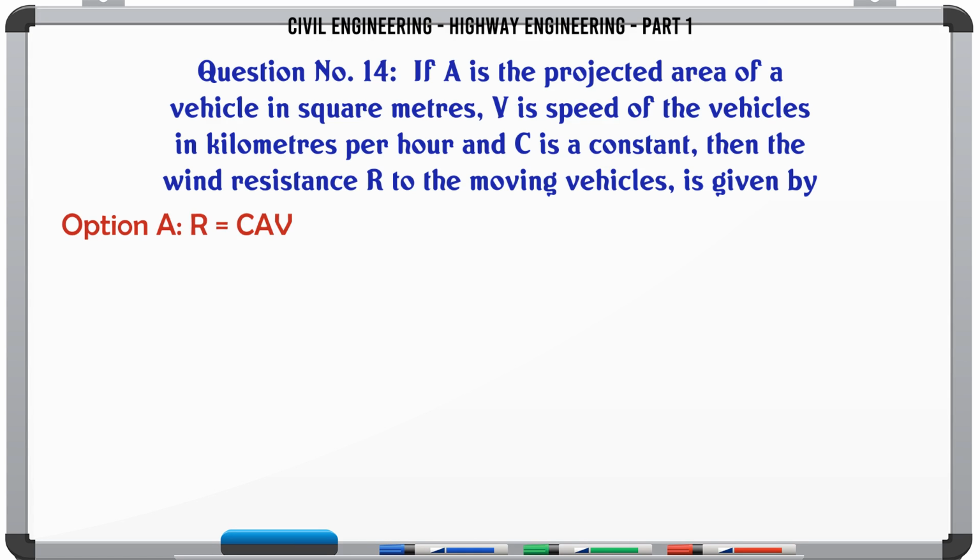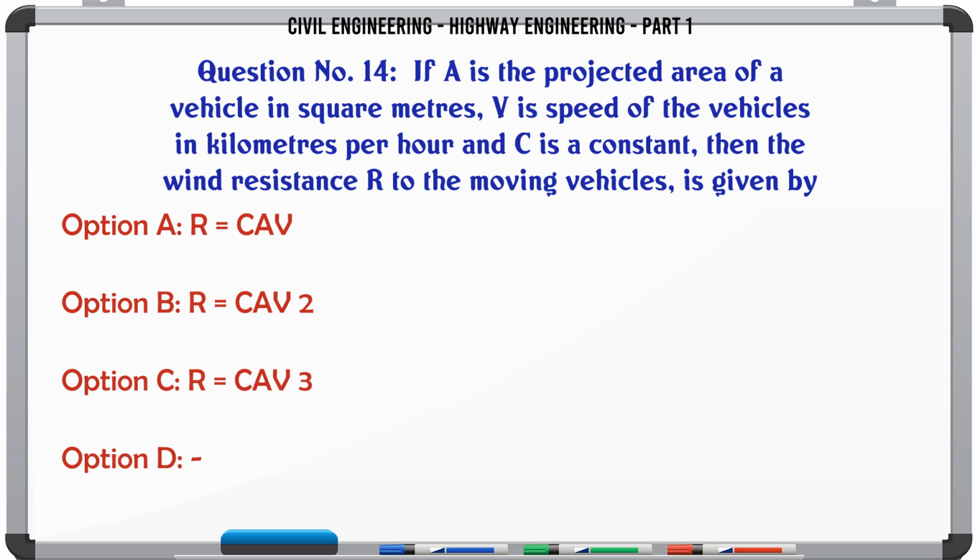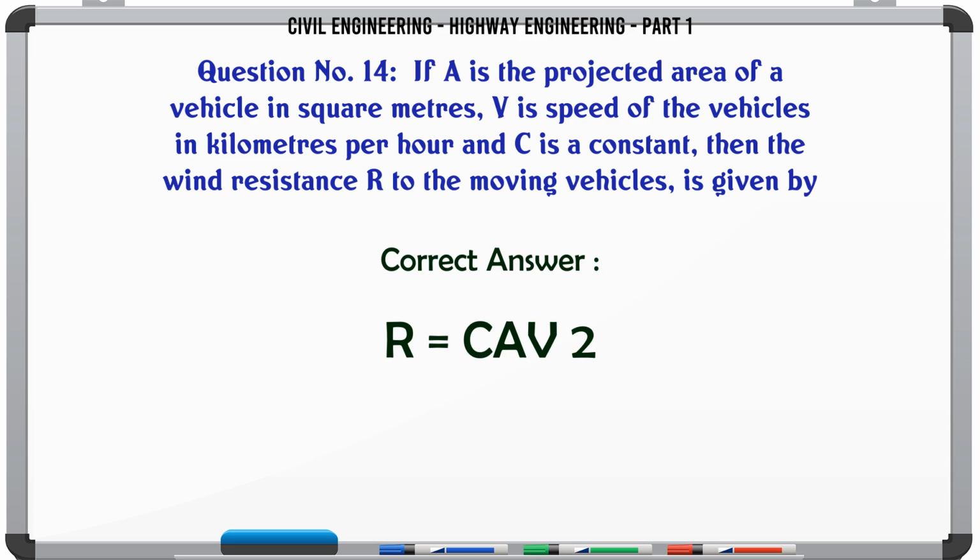If A is the projected area of a vehicle in square meters, V is speed of the vehicles in kilometers per hour and C is a constant, then the wind resistance R to the moving vehicles is given by A. R = CAV, B. R = CAV², C. R = CAV³, D. None of these. The correct answer is R = CAV².